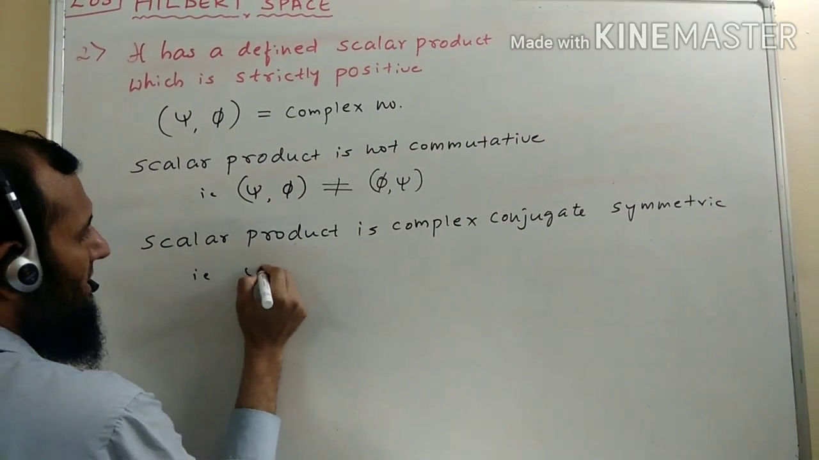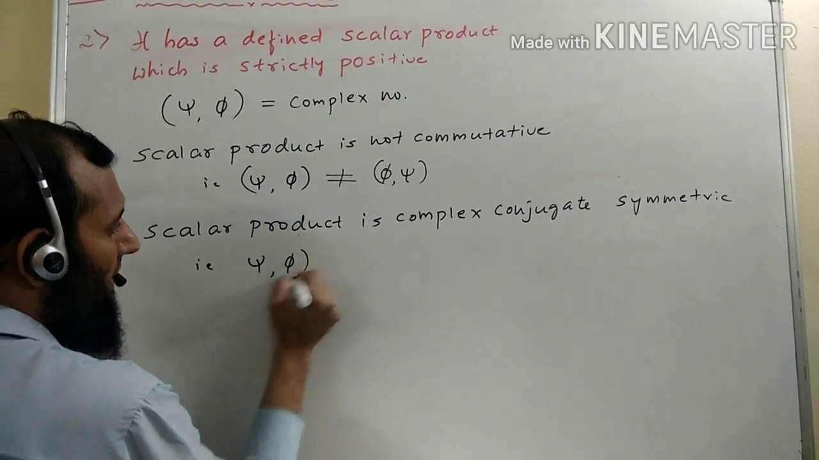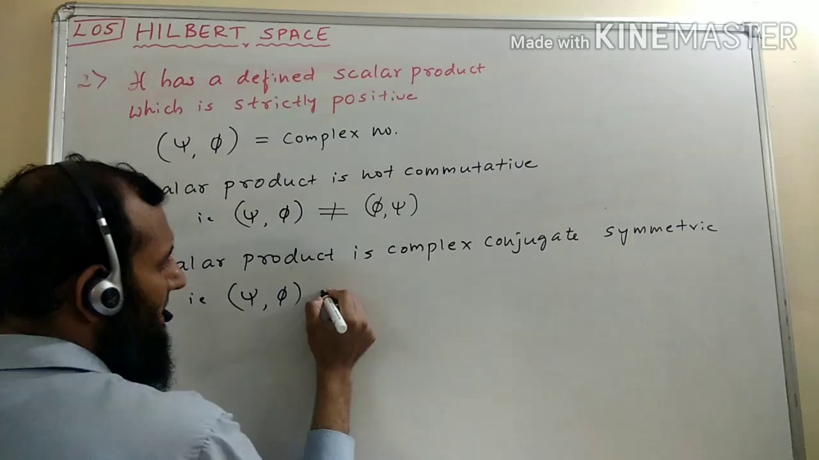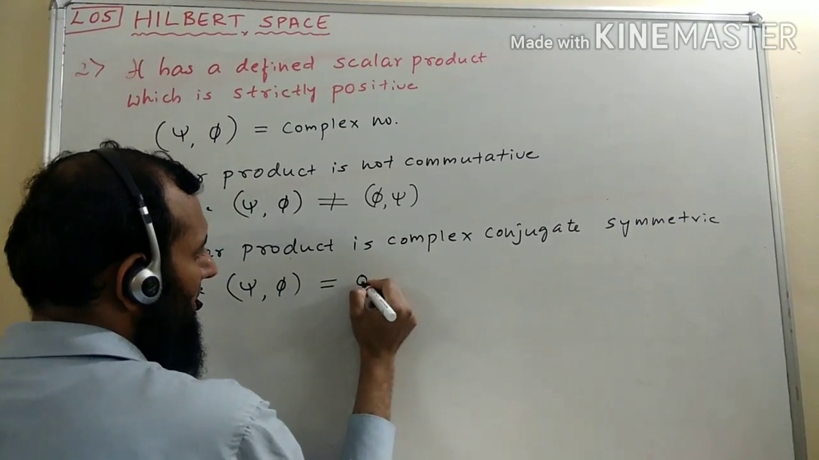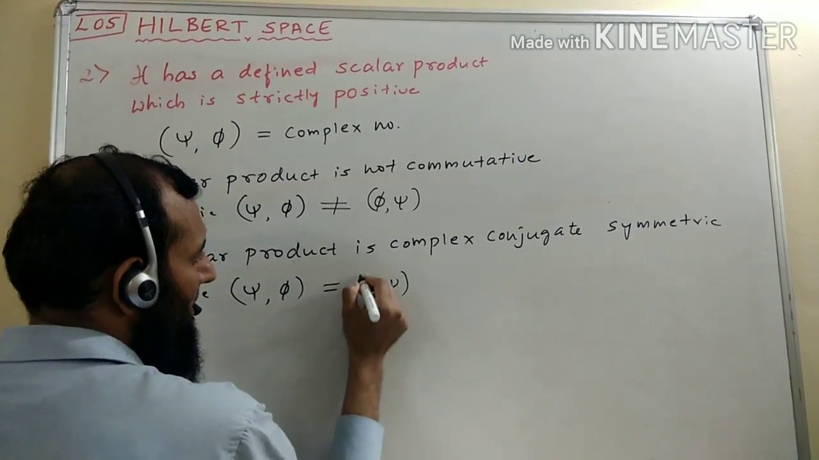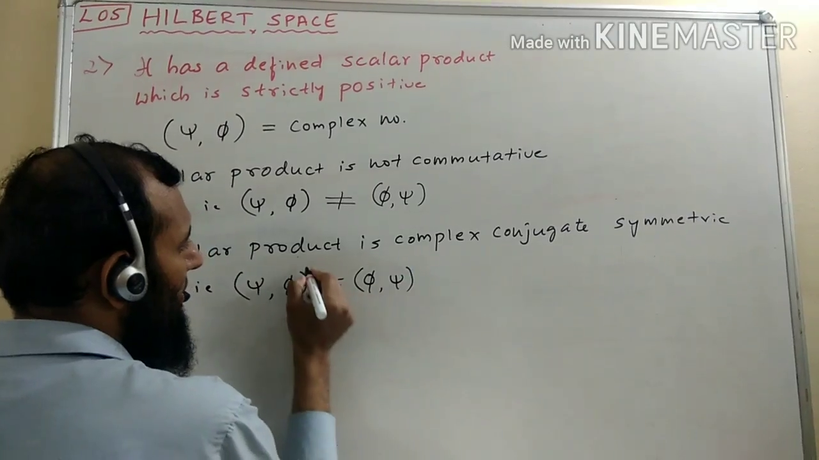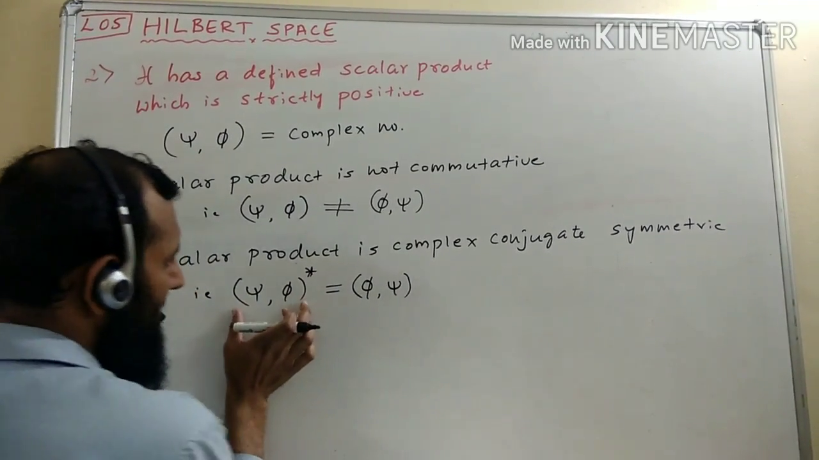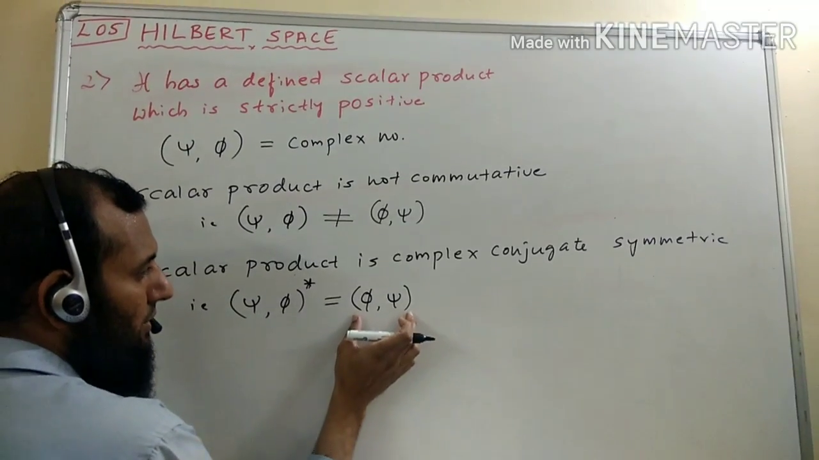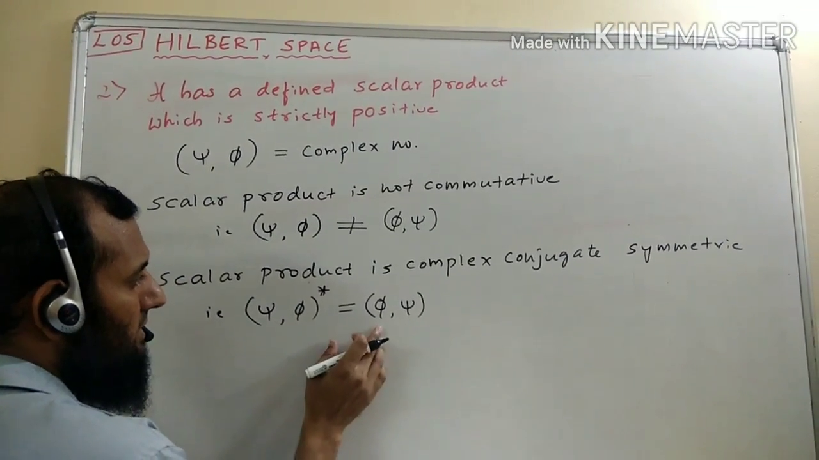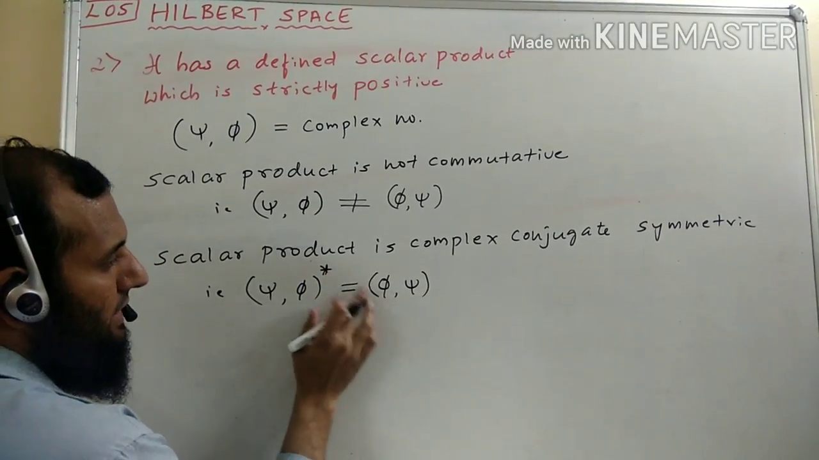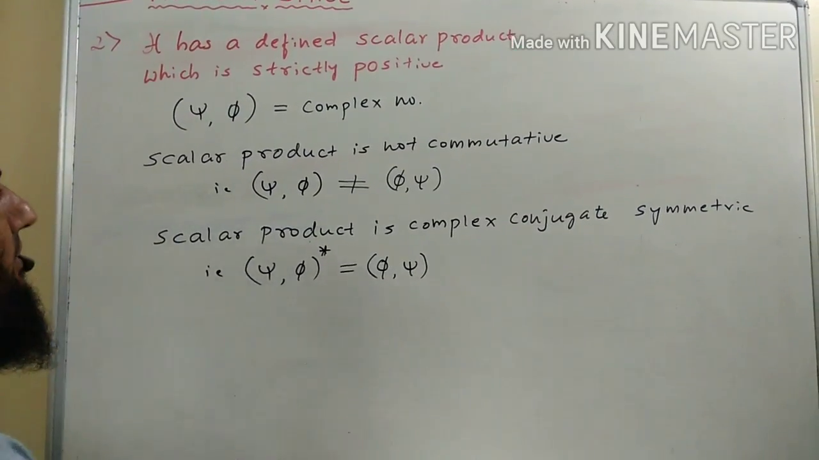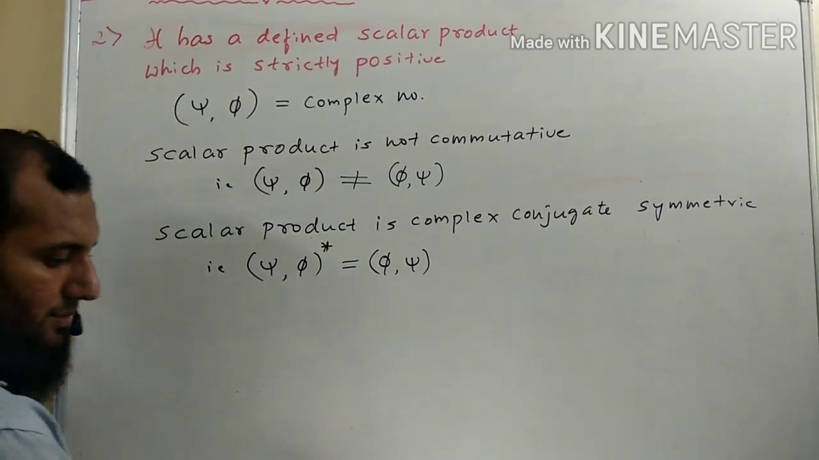If you take the scalar product between psi and phi, this will be equal to phi psi, but we have to take the complex conjugate. So if you take the complex conjugate of this one, then that will be equal to this. If you change the order, then you have to take the complex conjugate. So this is called complex conjugate symmetric, whereas it is not commutative.